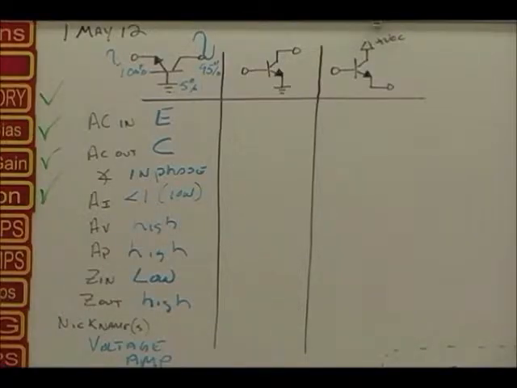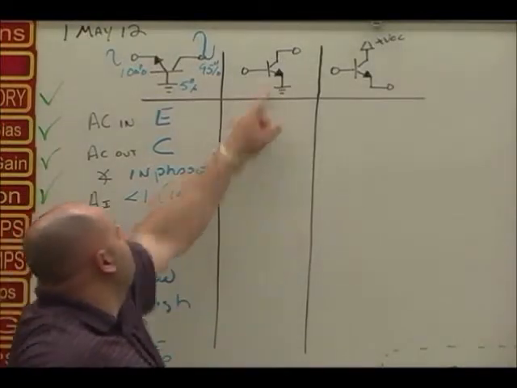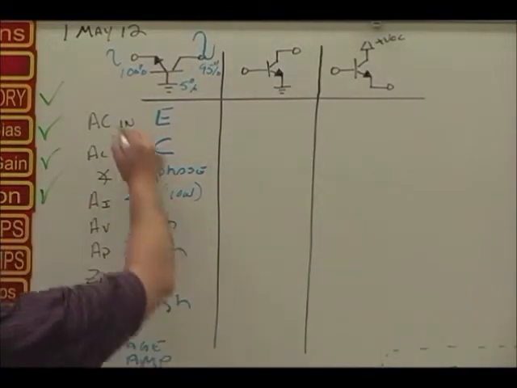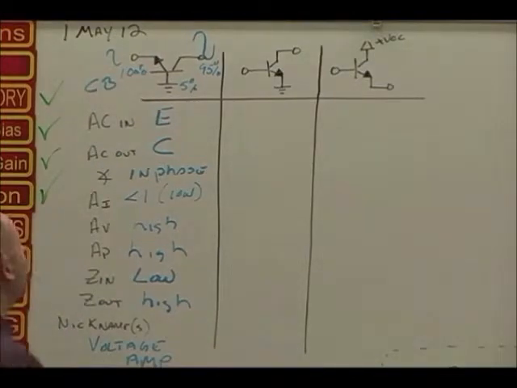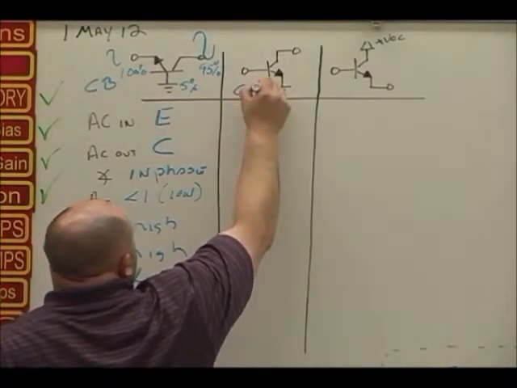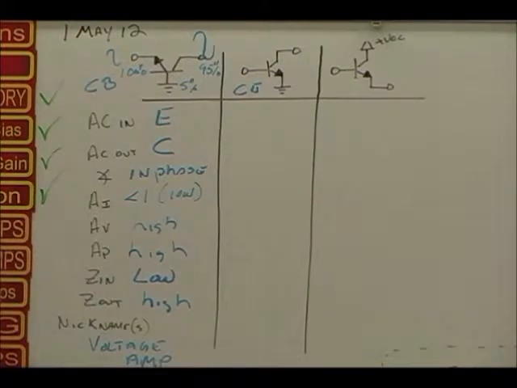What about the next one? We call this the common emitter, CE for common emitter. How do we know? How do we know it's a common emitter?